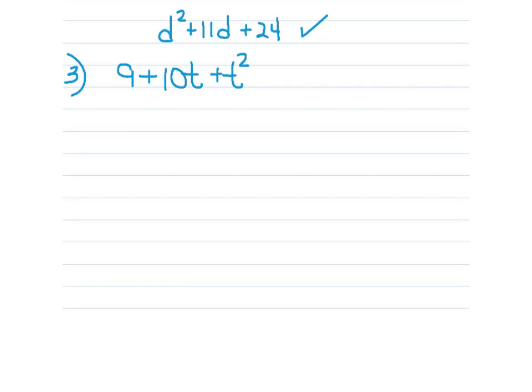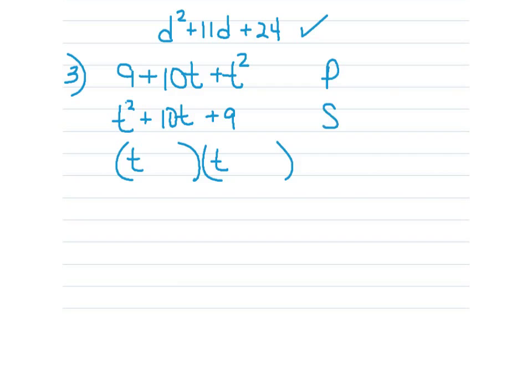So I have t squared plus 10t plus 9. Okay, so again, I need to find two integers that have a product of 9 and a sum of 10. So let me set up my two parentheses for my binomials. I need my product and my sum. My product is A times C, that would be 1 times 9, which is 9. And my sum has to equal B, and that is 10.